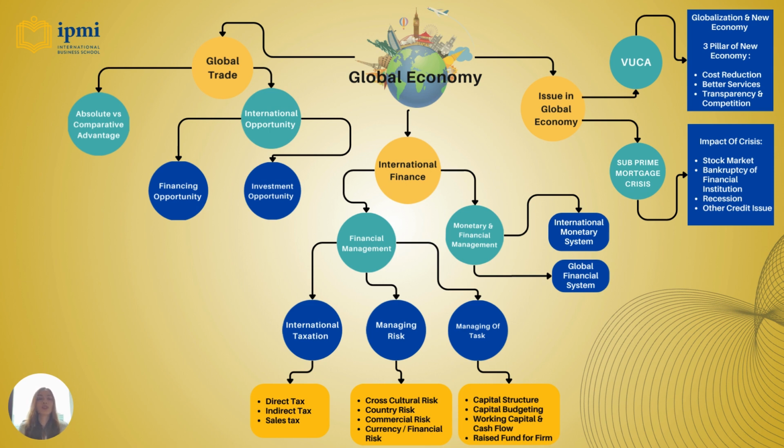The subprime mortgage crisis was a multinational financial crisis that occurred between 2007 and 2010 that contributed to the 2007-2008 global financial crisis. The crisis led to a severe economic recession with millions of people losing their jobs, homes, and many businesses going bankrupt. The US government intervened with a series of measures to stabilize the financial system, including the Troubled Asset Relief Program and the American Recovery and Reinvestment Act.